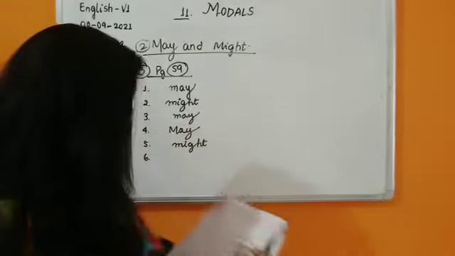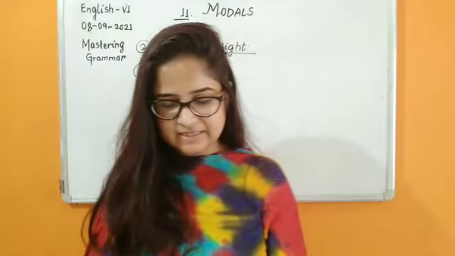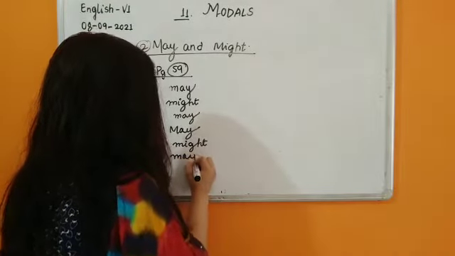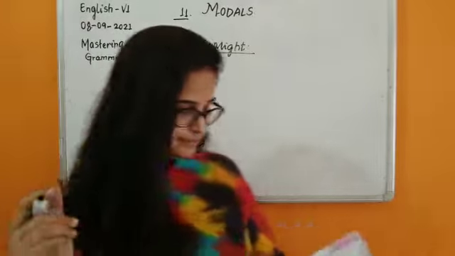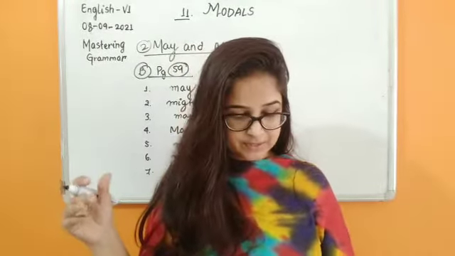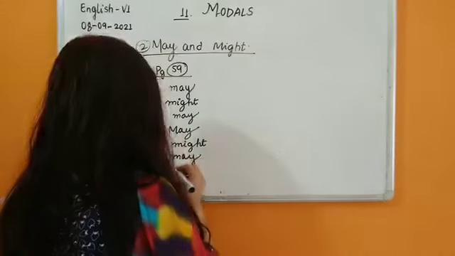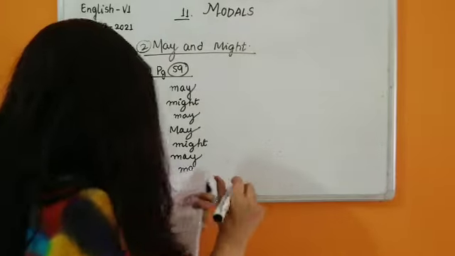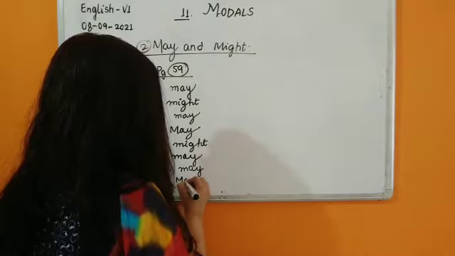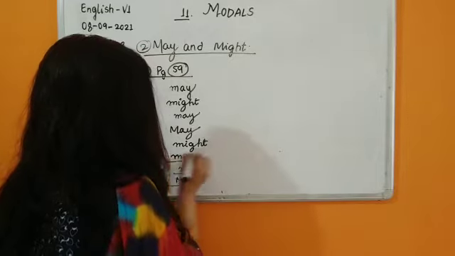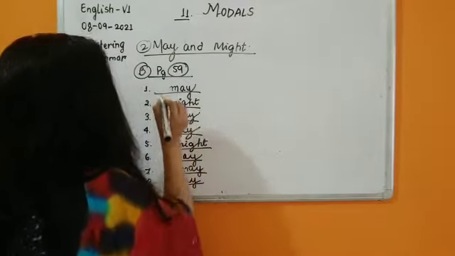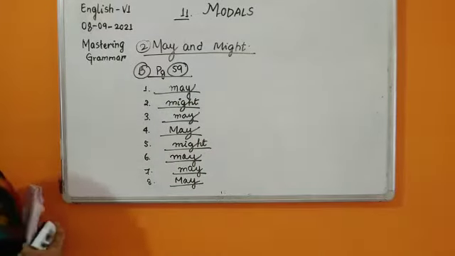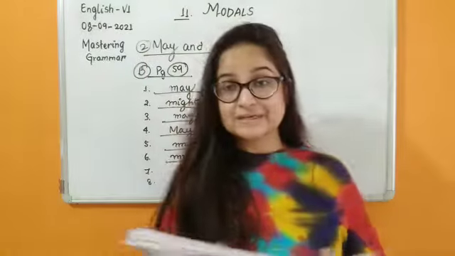Number 6. Roma dash consult a dentist today. May consult, not might. May consult a dentist. Number 7. You dash come and join the party. You may come. Number 8. May you achieve success. It's a wish. So may you achieve success. So here are your answers for exercise B. Yes.